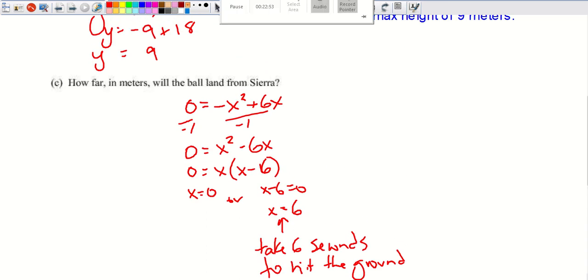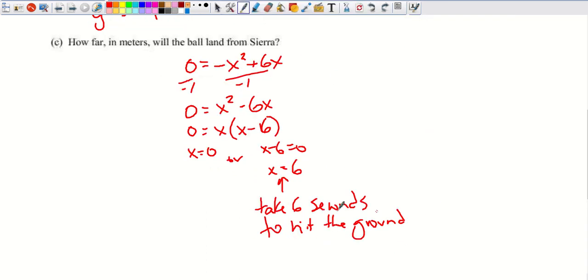Pausing for a second. Yeah, so we can't actually answer this part of the question. We don't know how far in meters the ball will land because our equation just tells us the height and the time that it takes to get there. It doesn't give us the distance. It doesn't tell us how fast you threw the ball, so we don't really know the speed of the ball. If we knew that, let's say you threw it and it was going 20 meters a second. If it took 6 seconds, we could get the speed and the distance covered.